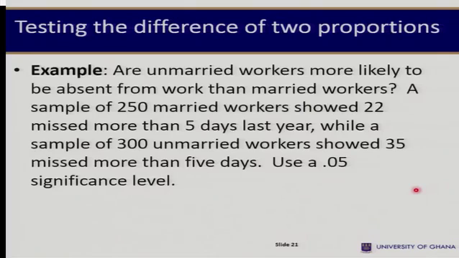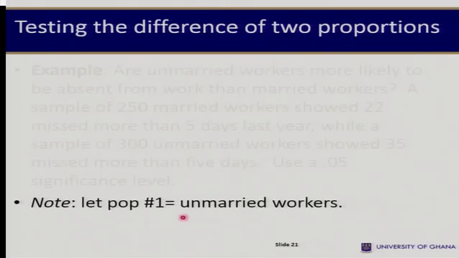Okay, so let's take an example. Now we want to pose this question: are unmarried workers more likely to be absent from work than married workers? A sample of 250 married workers showed 22 missed more than 5 days last year, while a sample of 300 unmarried workers showed 35 missed more than 5 days. So we want to test using the 5% level of significance.